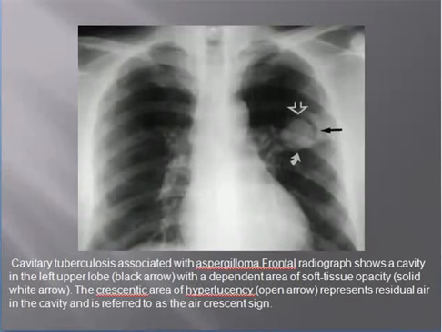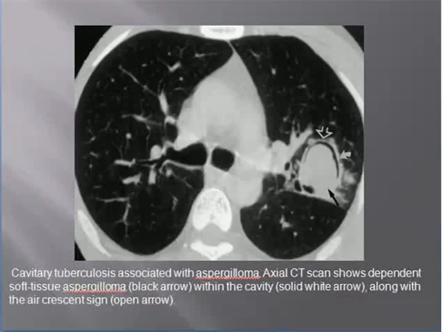Typical chest radiograph demonstrates cavitary tuberculosis associated with aspergilloma. Frontal radiograph shows a cavity in the left upper lobe, black arrow, with a dependent area of soft tissue opacity, solid white arrow. The crescentic area of hyperlucency, open arrow, represents the residual air in the cavity and is referred to as the air crescent sign. In the same patient, axial CT was performed, and here you can see things more clearly.